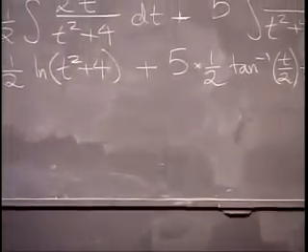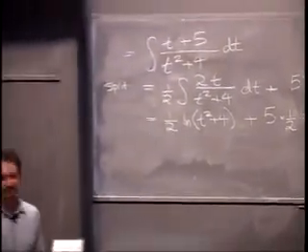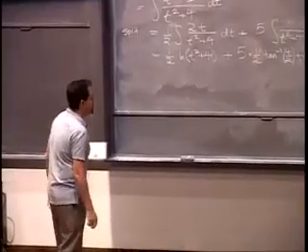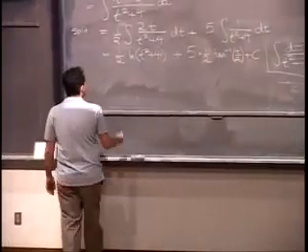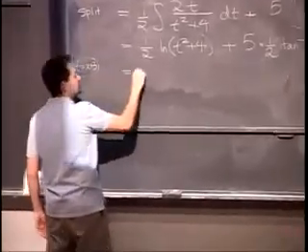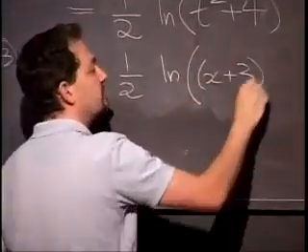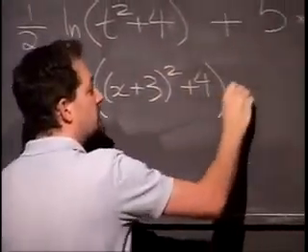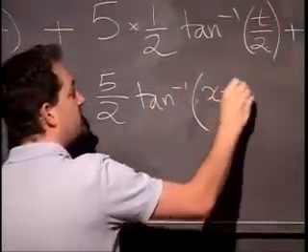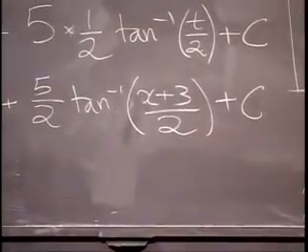We're not done with the question, though, because we're still in t land. The last thing you have to do is go back to x land using the substitution again, t equals x plus 3. So since t equals x plus 3, we get 1/2 log of (x plus 3) all squared plus 4, plus 5/2 inverse tan of (x plus 3) over 2, plus a constant. And we're almost done.